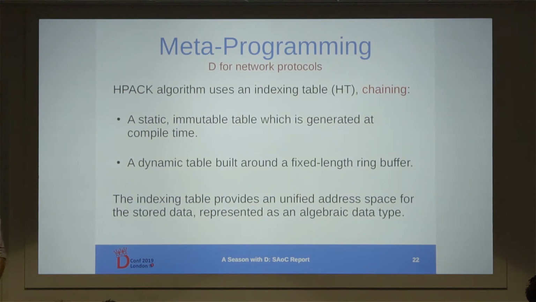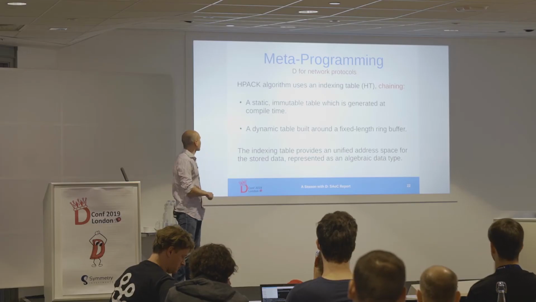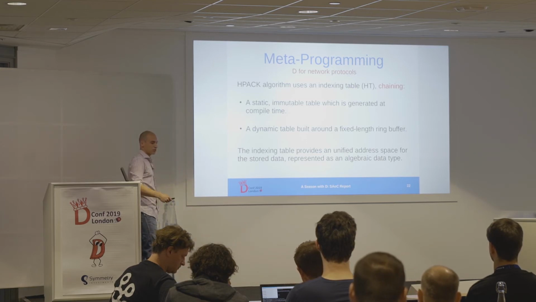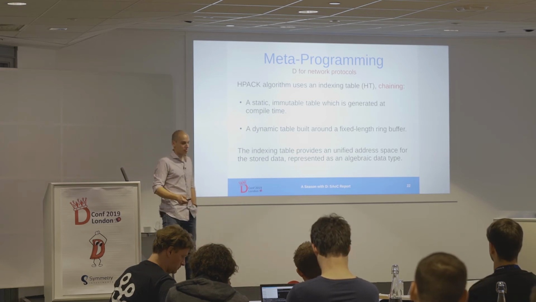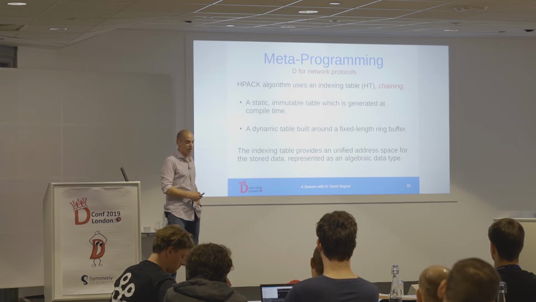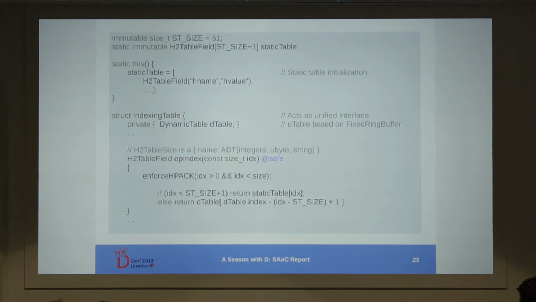I've talked about metaprogramming. This is very far from the metaprogramming which, for example, Robert told us about when he was talking about writing code that generates code. But we exploited some of the features of D to create the indexing table, which is a hash table, which contains both a static table, which is generated at compile time, and a dynamic table, which is built around a ring buffer, and all of that while providing a unified interface.